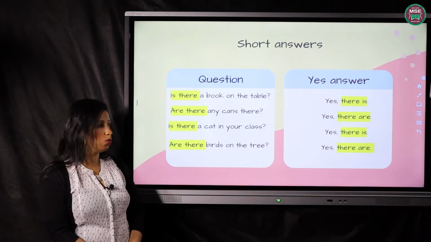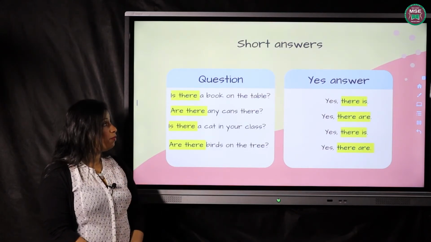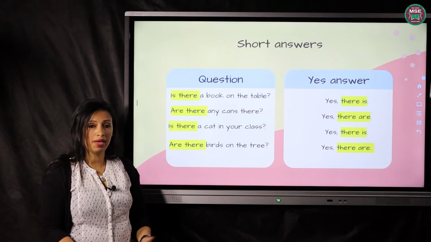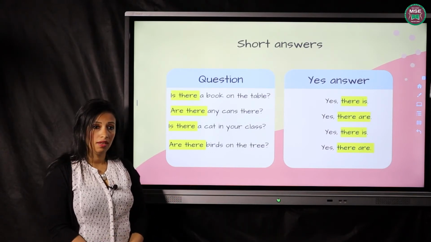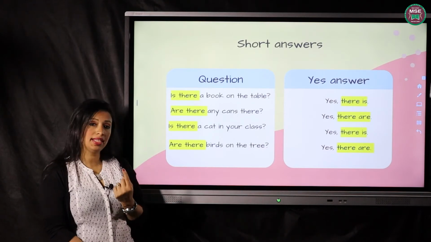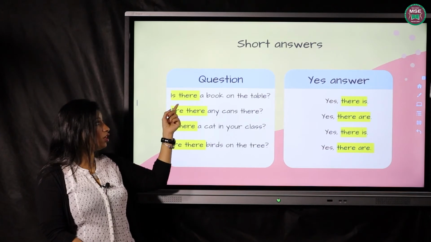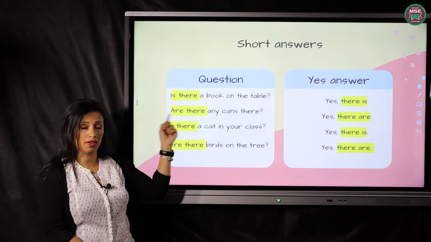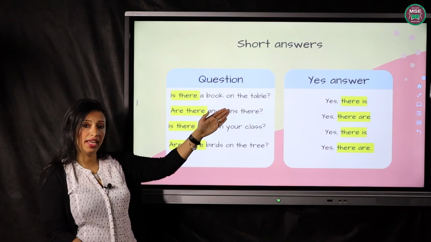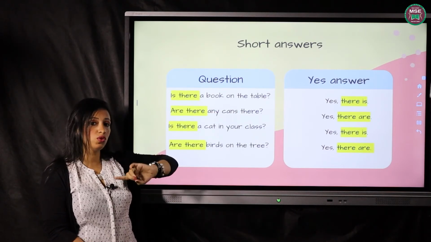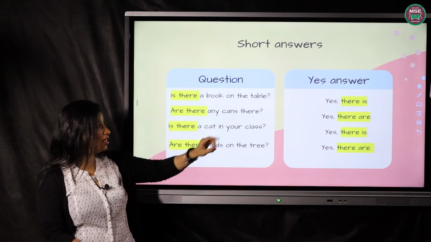How can we answer the question? For example, the first question: is there a book on the table? Okay, so we are asking about one book, a book. Here we have to start our question with "is there." And what about the answer? Yes, there is. Because also the answer is about one thing, so we have to say yes, there is.